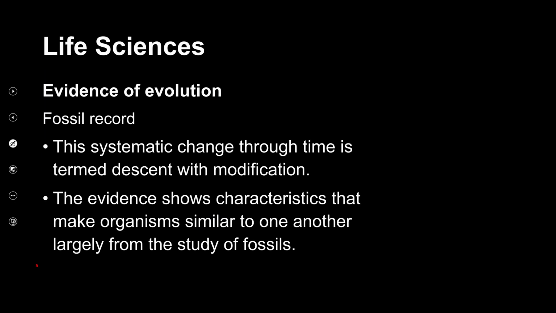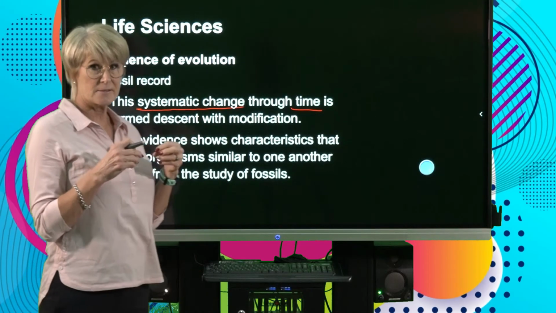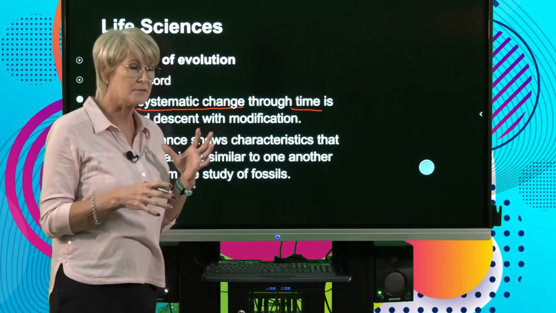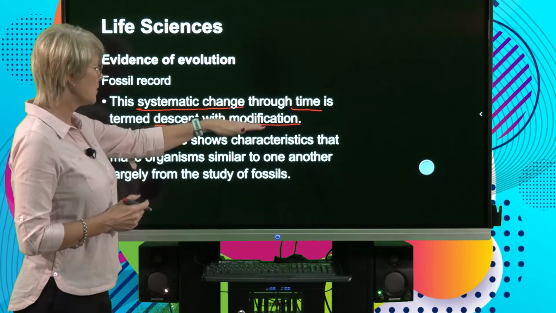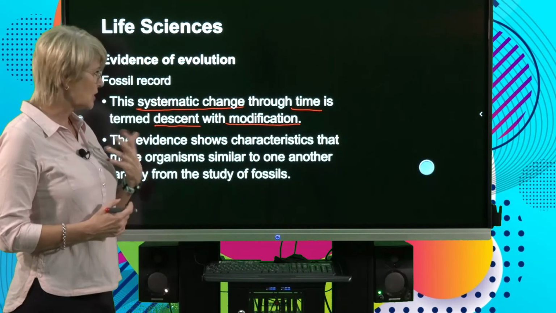The fossil record shows us a systematic change. As I said on the previous slide where I showed you the different layers of fossils, it's a systematic change that has taken place through time. It didn't just happen. It can take up to 10,000 years before something starts to become fossilized. This systematic change through time is termed descent, which we said is when you descend from something else with modification. When we look at the fossil record, we can see changes in the body structure of organisms. That modification, we mentioned earlier, was due to genetic changes.